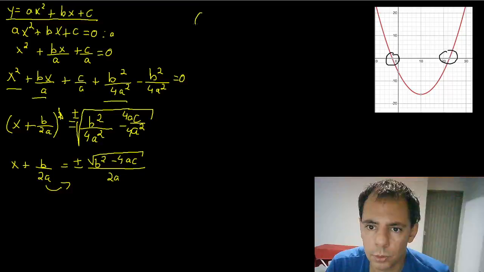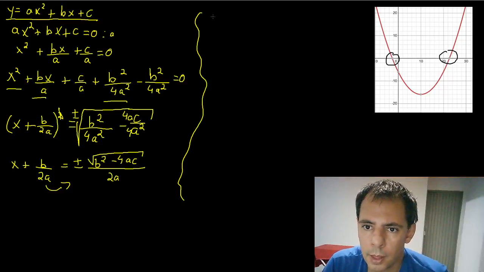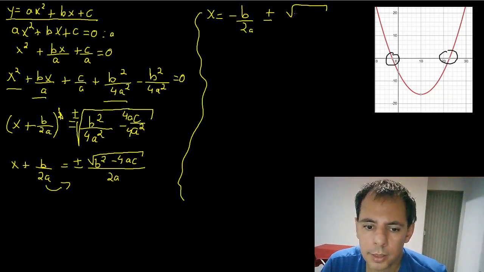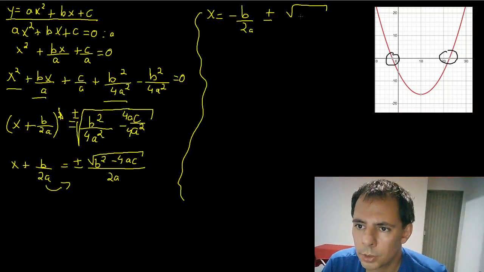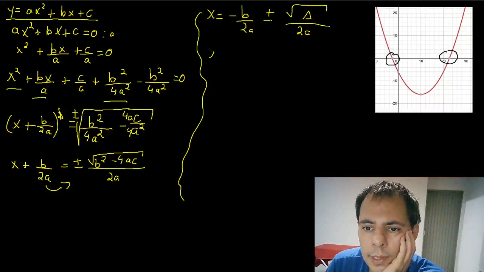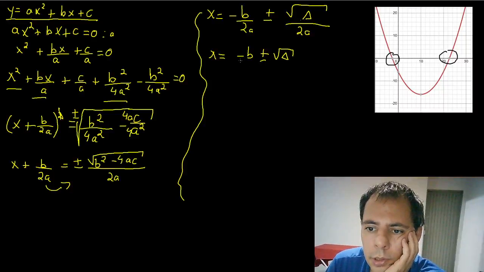So now all I have to do is to pass this thing to the other side, and that's what I'm going to do over here, okay? It's going to be x equals minus b divided by 2a plus or minus the square root of... sometimes people call this expression, b squared minus 4ac, the delta. So I'm just going to call this delta, over 2a. And there you go. This is Bhaskara's formula. x equals minus b plus or minus the square root of delta, divided by 2a. There you go.